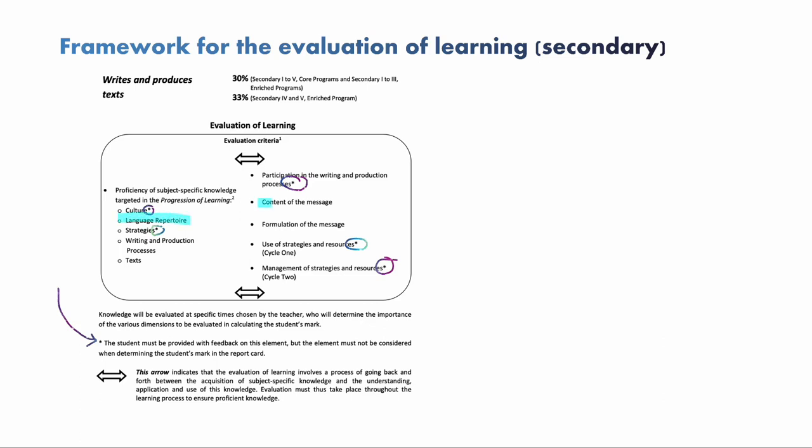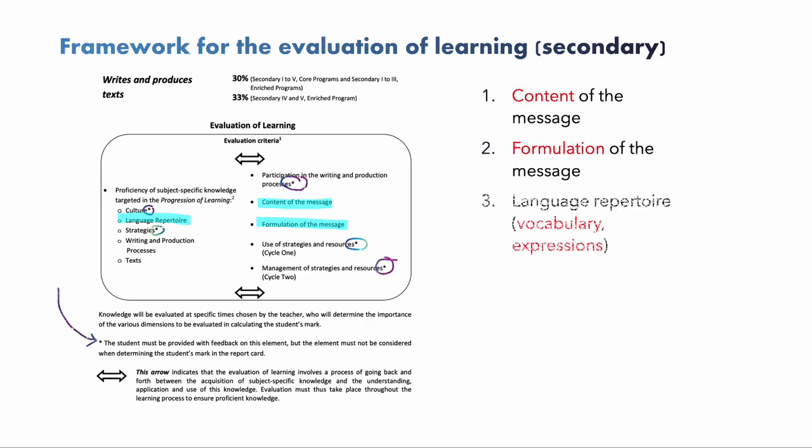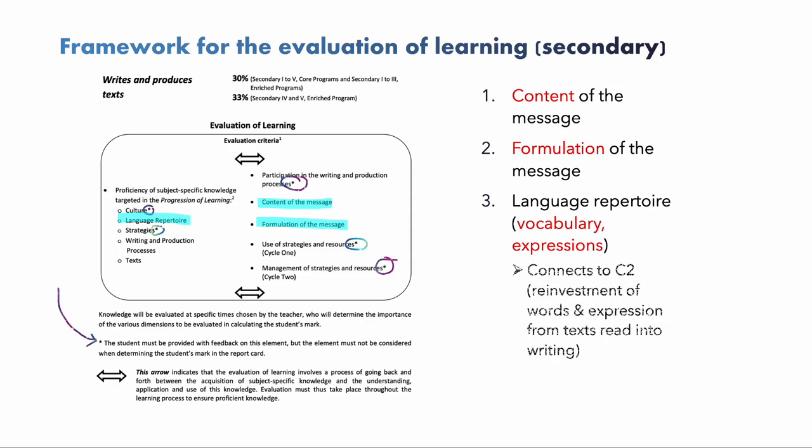What we can grade is content of the message and formulation of the message. So content of the message, and we can also give grades for vocabulary and expression. Okay, so did they use some new vocabulary or new expressions, reincorporate that? You can see where there's some crossover here between C2 and C3. If we remember from the video on C2, if they've learned new words and vocabulary and expressions from things that they've watched, read, or listened to, then they can start to use that in their own writing.